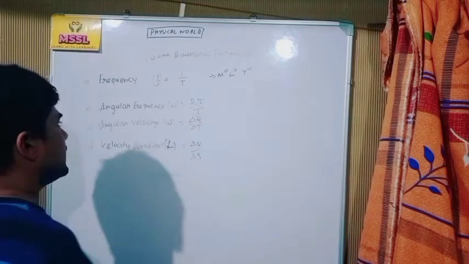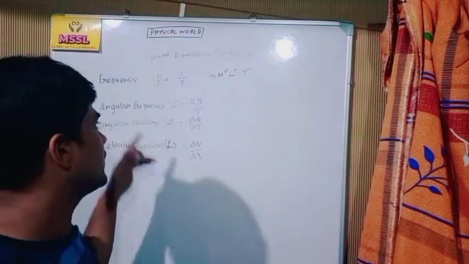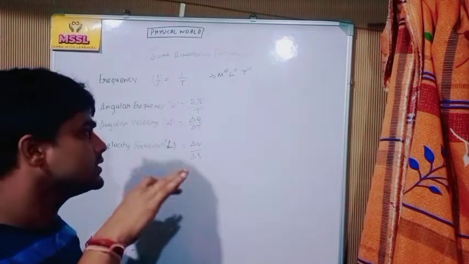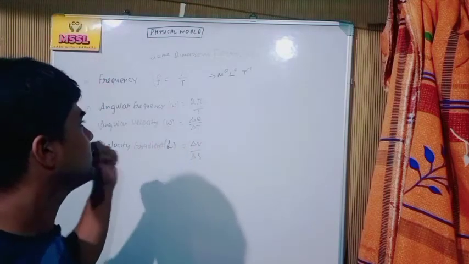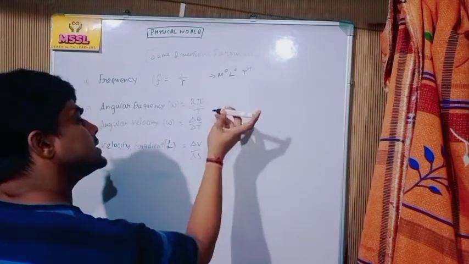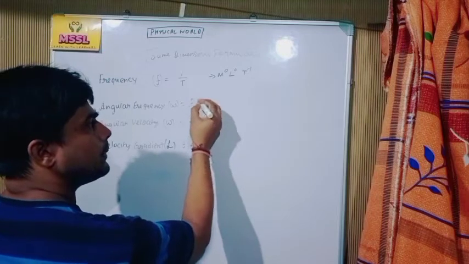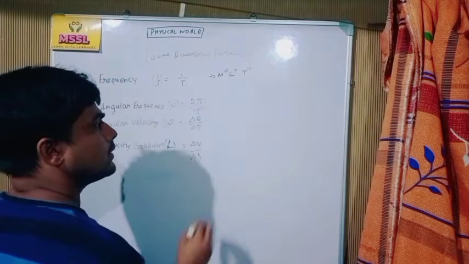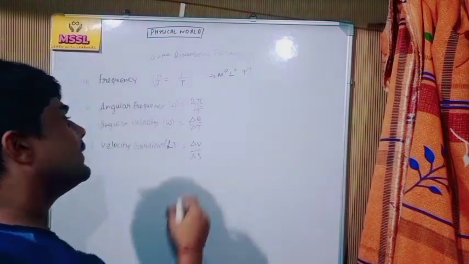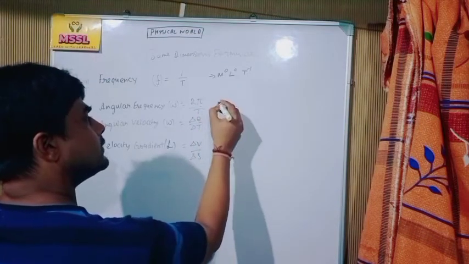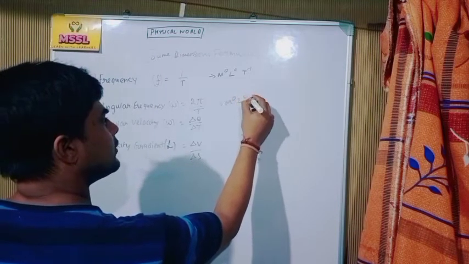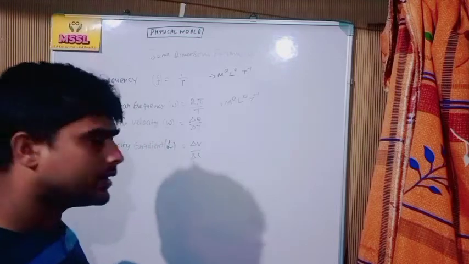Similarly, angular frequency, as you all know, has the formula 2 pi by T, right? So it is angular displacement per unit time taken. The 2 pi, which is the displacement, is dimensionless. So we'll have this only. Again, for this one also we can write M0, L0, and T minus 1. Are you comfortable with this?